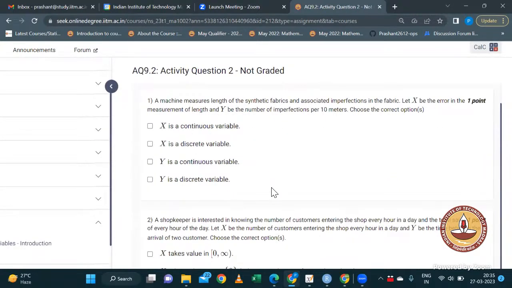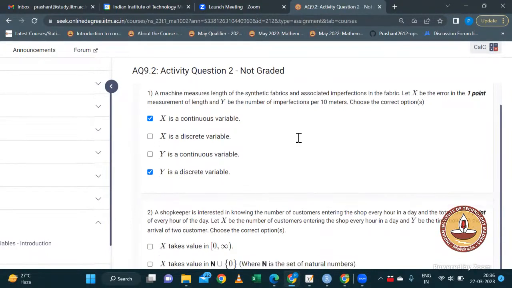Okay, so what should be the answer for the first question? Here, x is the error in the measurement of length. X is continuous and the number of imperfections, that is Y, would be discrete. Correct, because we are counting the number of imperfections, the number of errors, right? There is one error, there are two errors and so on. But x is the length. We are measuring the length. That's why it's continuous. And since we are counting, y should be a discrete random variable.